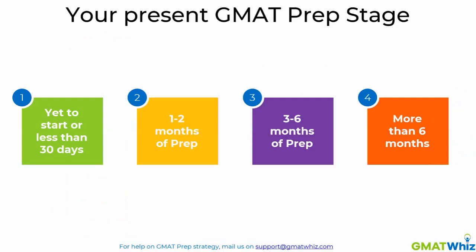Choose 1 in the poll if you are someone who is yet to start their prep or have been preparing for less than 30 days. Choose 2 if you're someone who has prepared for 1 or 2 months. Choose 3 if you have been preparing for anywhere between 3 to 6 months, and choose 4 if you have been preparing for more than 6 months.